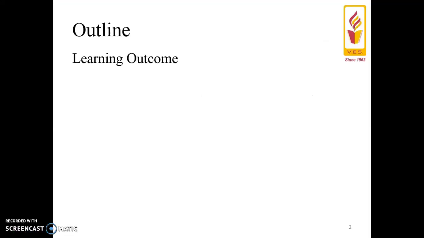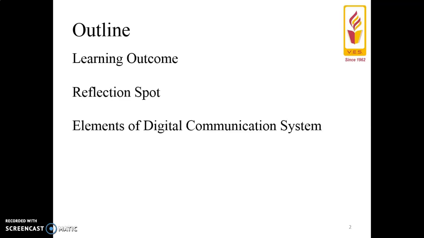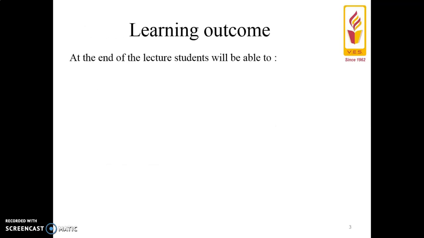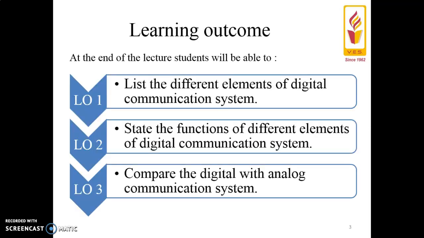Outline of today's lecture is learning outcome, reflection spot, elements of digital communication system, and recapitulation. Learning outcome. What is learning outcome? After the lecture, the students will be able to list the different elements of digital communication system, state the functions of different elements of digital communication system, and compare analog and digital communication system.